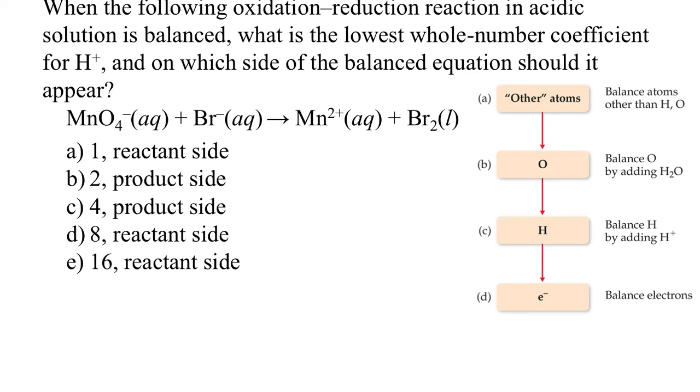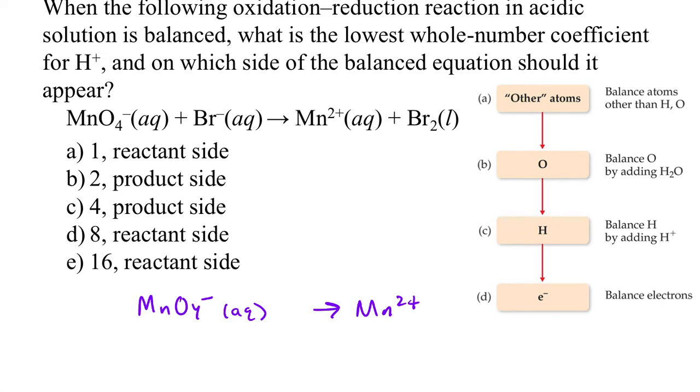If we look at our reaction, we have MnO4 minus plus Br minus yields Mn2 plus and Br2. So we're going to take the two things that have manganese, and we're going to put those on the reactant side and product side. That's going to be one of the half reactions. So we'll have MnO4 minus forming Mn2 plus.